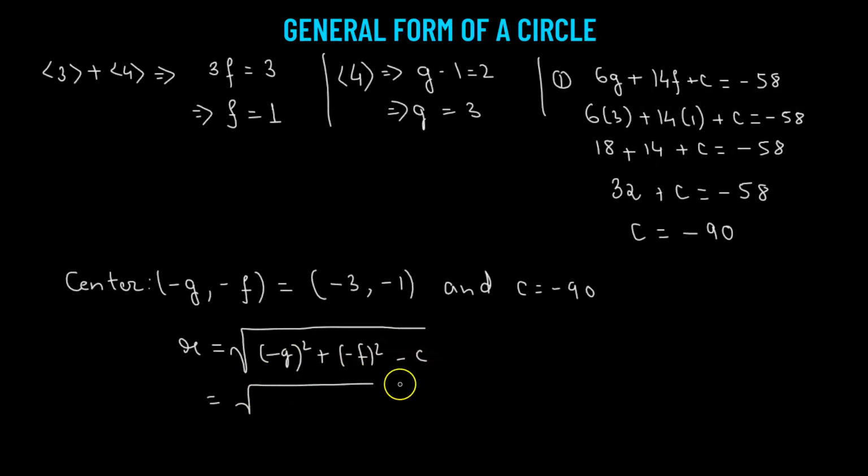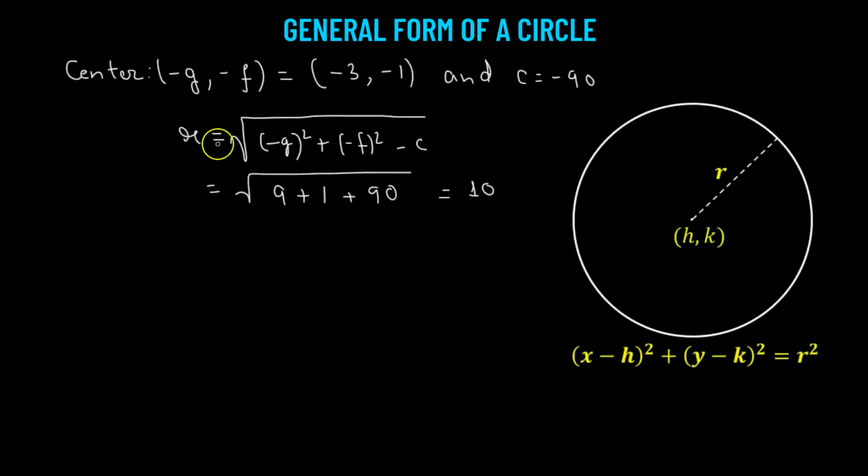We're going to get the square root of negative 3 squared, which is 9, plus negative 1 squared, which is positive 1. Then we have negative of negative 90, so that's positive 90. So this comes out to be the square root of 100, and 100 being a perfect square, we have r equals 10. So now that we have the center as well as the radius, we can use the standard form of a circle to find the equation of the circle.